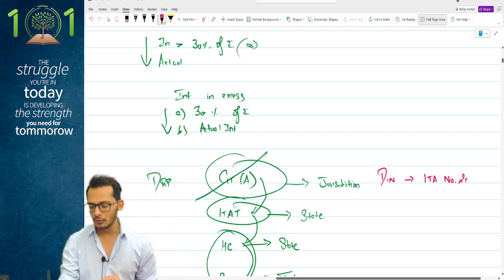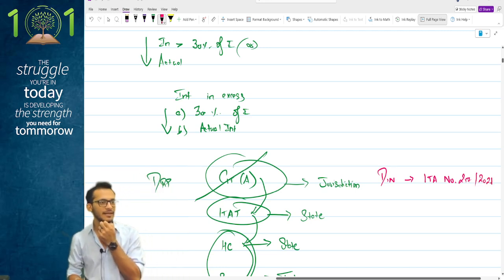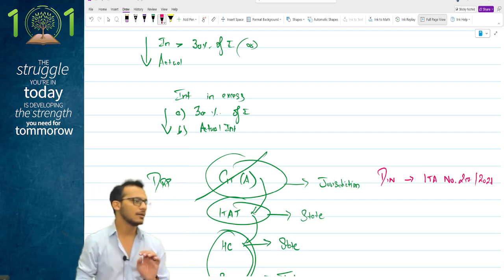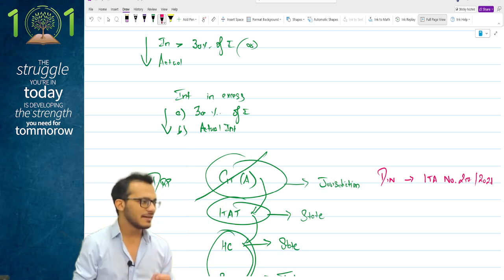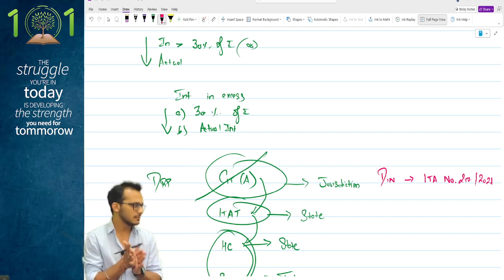Let's say, for example, 217 of 2021. It means that the order which is being passed is appeal number 217, which was appealed in the year 2021. It is the year in which the person has given you the number.